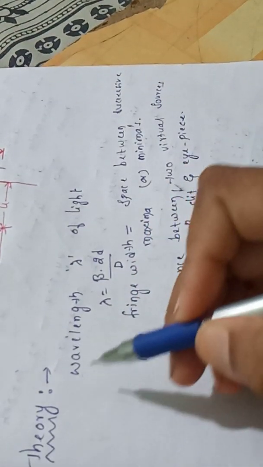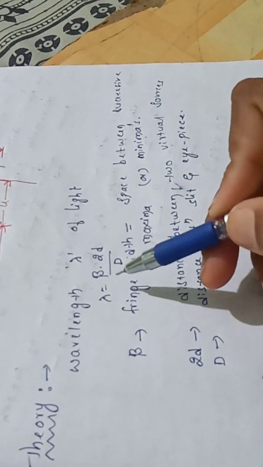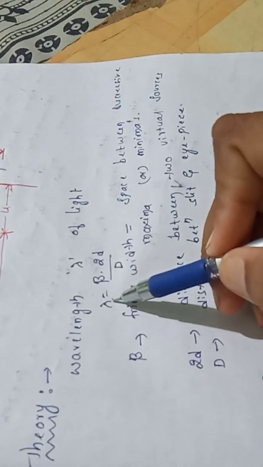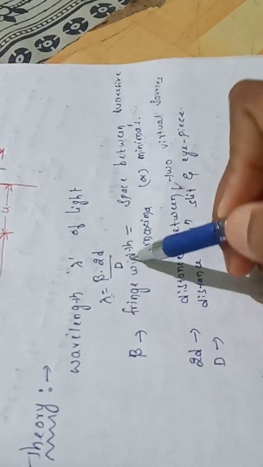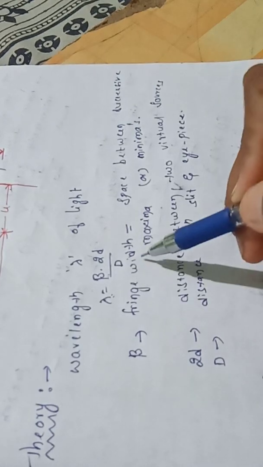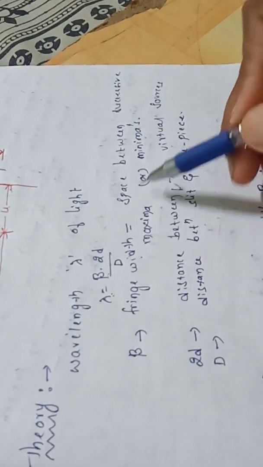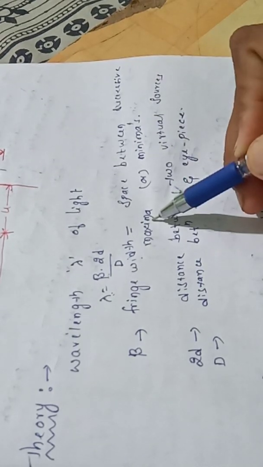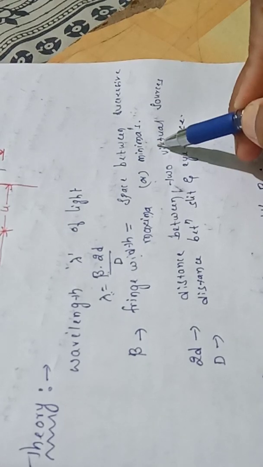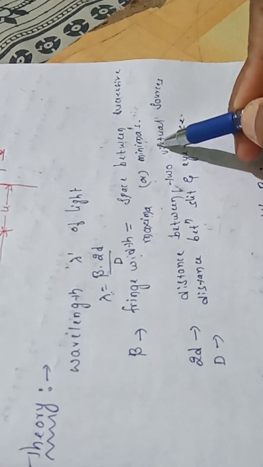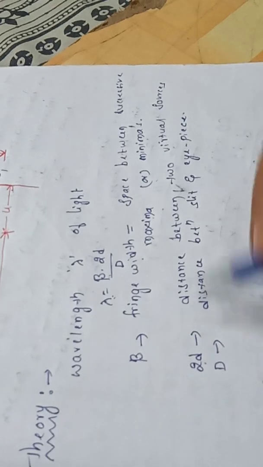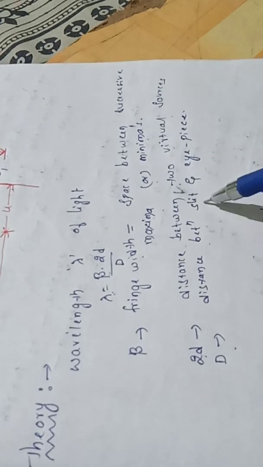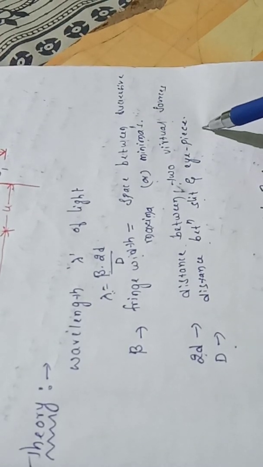So before going to the steps, let us see the formula related to the wavelength of the given light. It is lambda equal to beta into 2d by D. Beta we call the fringe width. This is nothing but the space between successive maxima, that is bright fringes, or minima, that is any two successive dark fringes. Next, 2d is the distance between the two virtual sources, and capital D is the distance between the slit and the eyepiece.